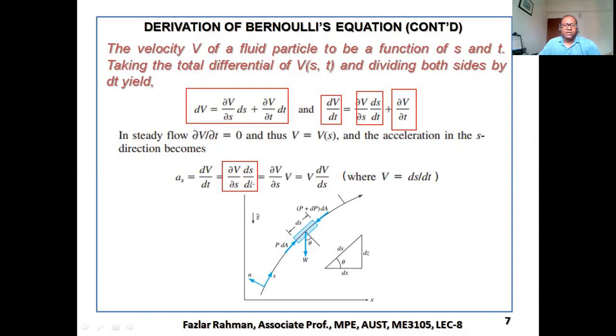Now ds by dt is the velocity. So we are getting this one. Now there is only a single derivative. So instead of del, we can say a_s equals v into dv by ds. We can say this one. Okay.